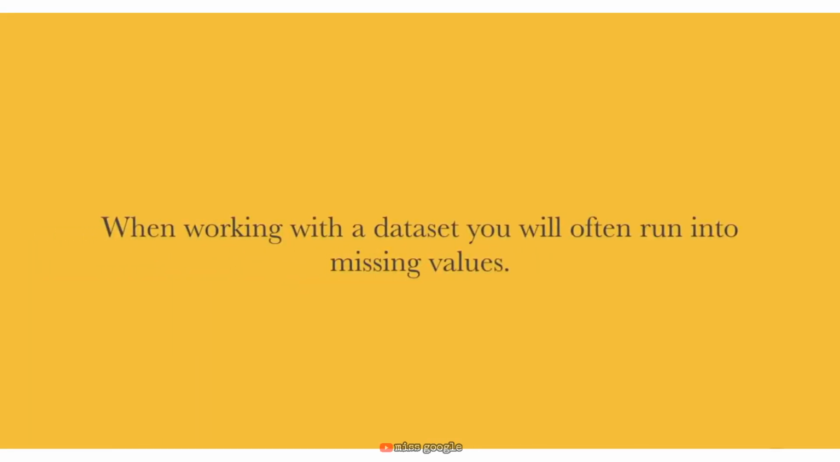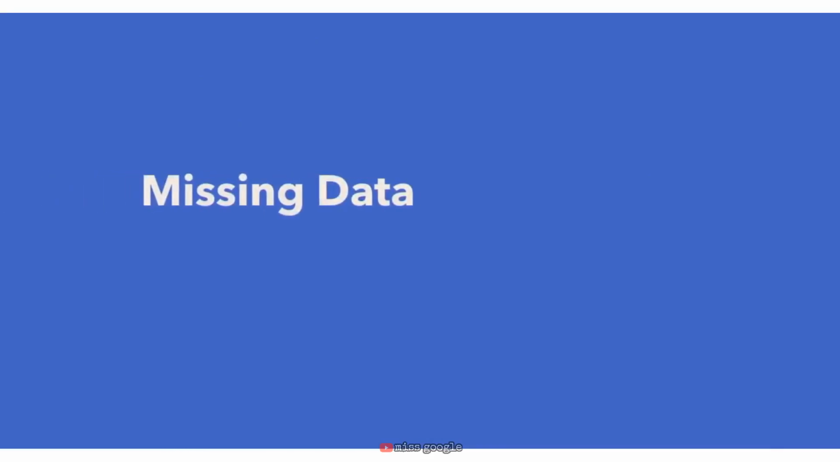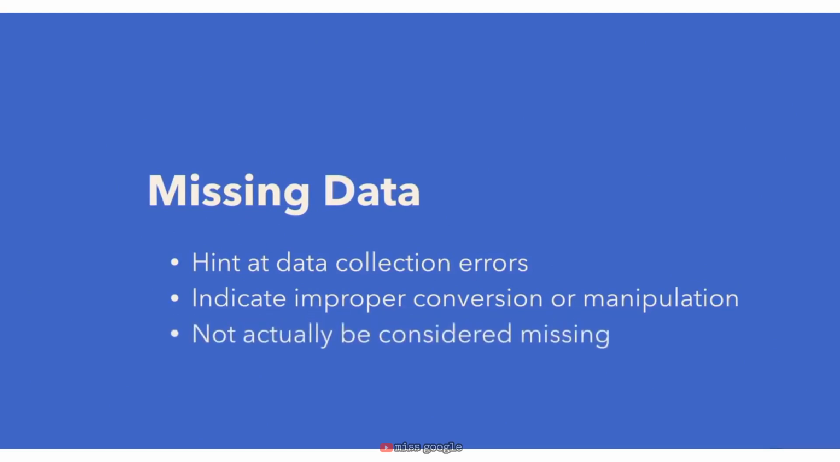When working with a dataset, you'll often run into missing values. Values can be originally missing from a dataset or be a product of data manipulation. In pandas, missing values are typically called NaN or None. Missing data can hint at data collection errors, indicate improper conversion or manipulation of data, or they can actually not be considered missing at all.